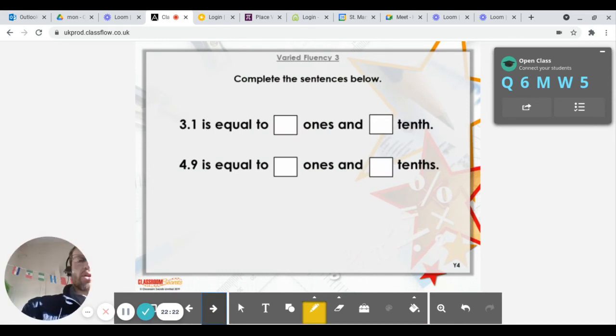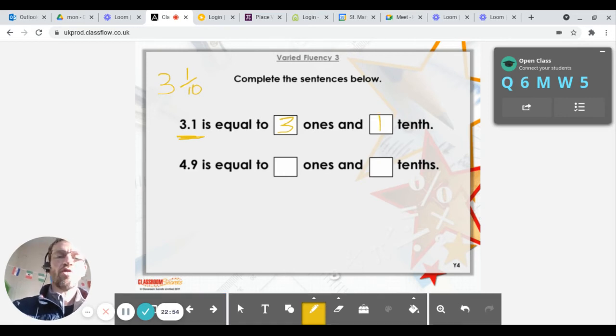Complete the sentences below. So we're reading the sentences. Now, important that we read this out carefully. It's 3.1. Remember that's 3 whole ones and 1/10. So that is the same as saying 3 whole ones and 1/10. 3.1 is equal to how many ones and something tenth? So we know it's 3 ones and 1/10.